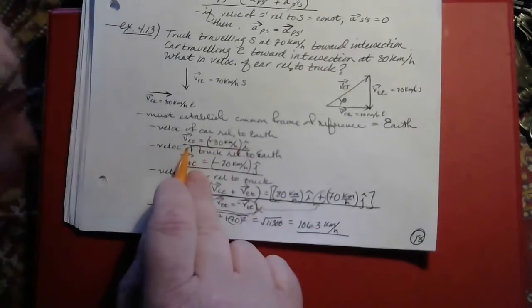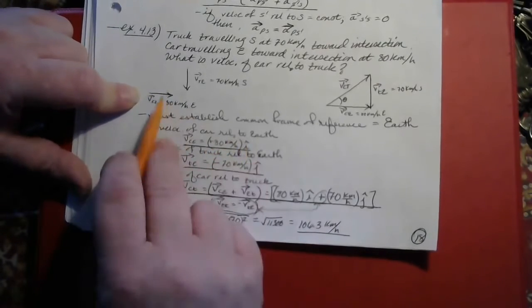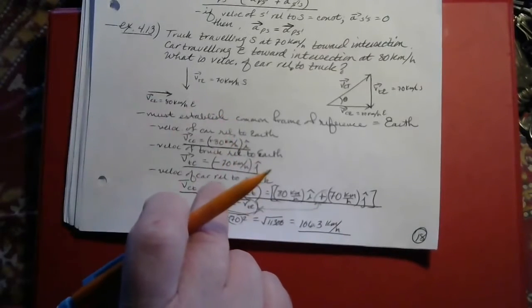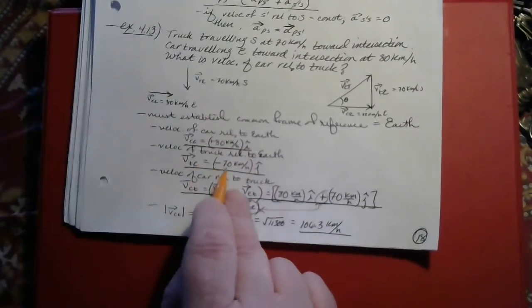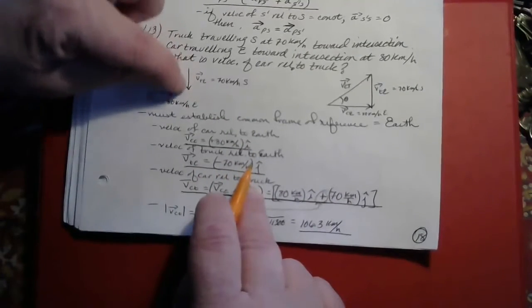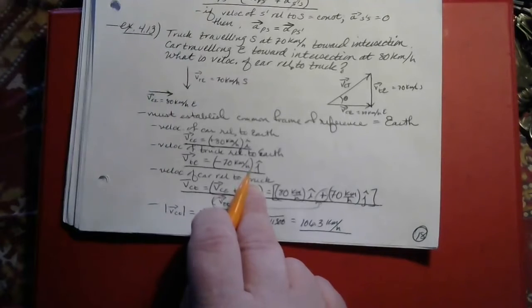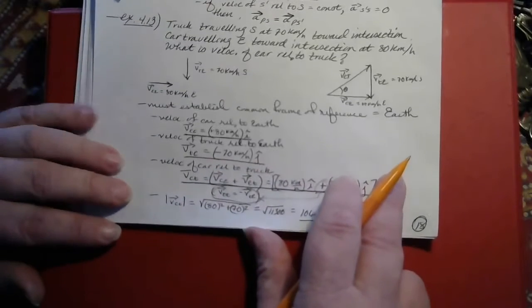So you have to establish a common frame of reference. In this case, the common frame of reference would be the Earth. The velocity of the car relative to the Earth mathematically would be positive 80 kilometers per hour times unit vector i, because the car is moving in what we normally consider to be the x direction, and it's moving from left to right, which we normally consider to be the positive direction. The velocity of the truck relative to the Earth is going to be minus 70 kilometers per hour times unit vector j, because the truck is moving in what we normally consider to be the y direction, and it's moving downward or to the south. And we normally consider that to be the negative direction. So that would be negative 70 kilometers per hour times unit vector j.